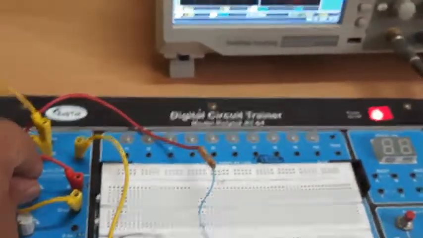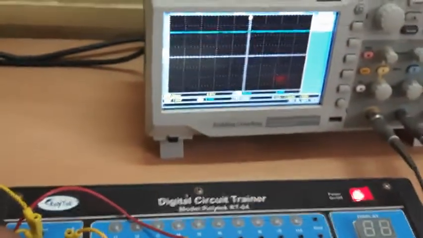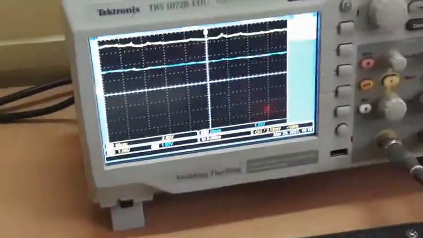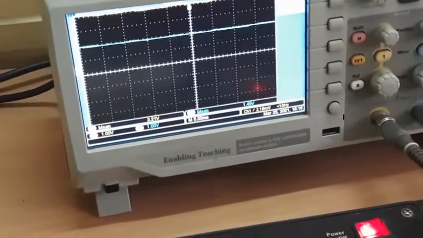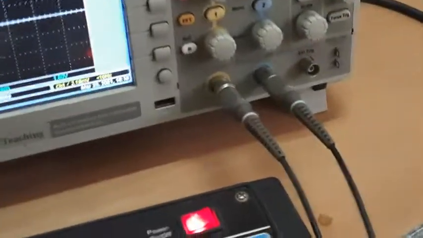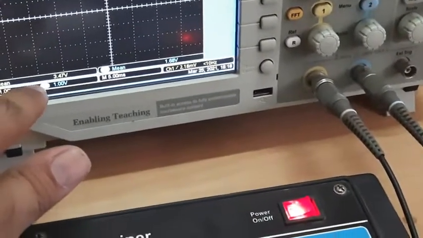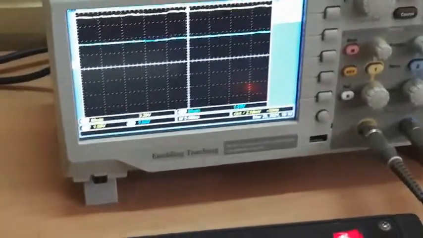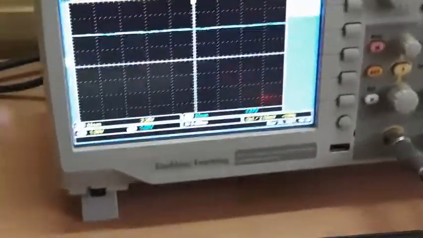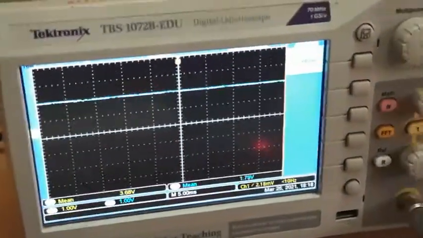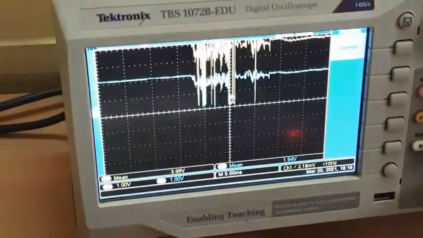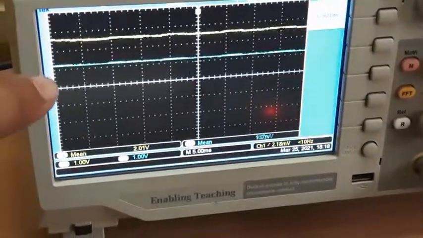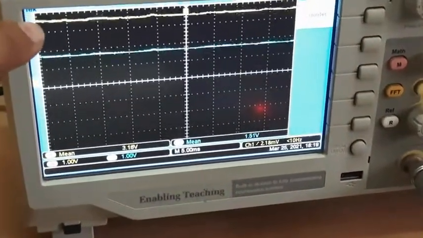We can adjust this pot and see the variation here. 1.25 volt input and output is 3.16 volt, approximately doubled. This is the input. We can see the waveform. One waveform is here. This is the input waveform, and double waveform is here.